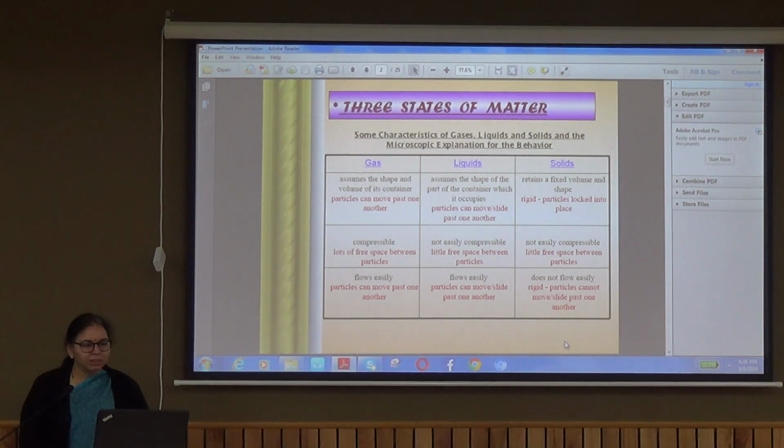Gases have no fixed shape and no fixed volume. They can attain the shape of the container in which they are kept. They are highly compressible and they can flow easily.